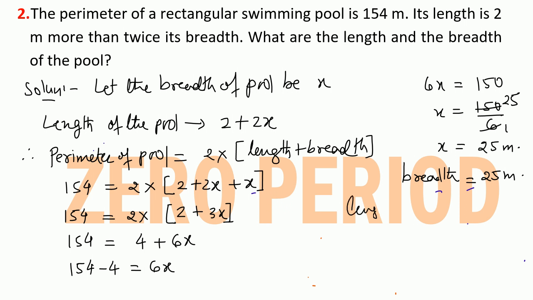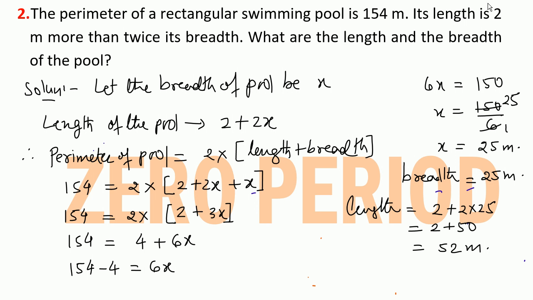Length will be 2 plus 2 into 25. It is 2 plus 50. That will be 52 meter. So you get both 25 and 52. These are the values of length and breadth.